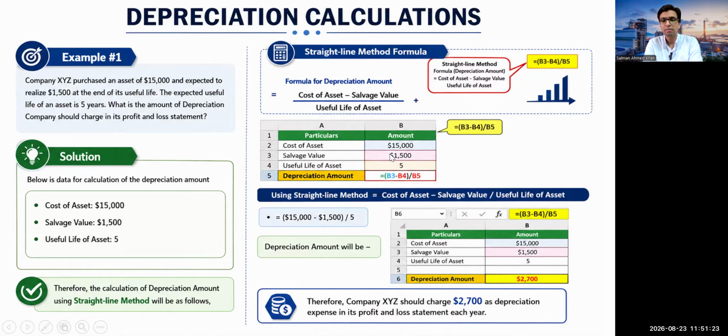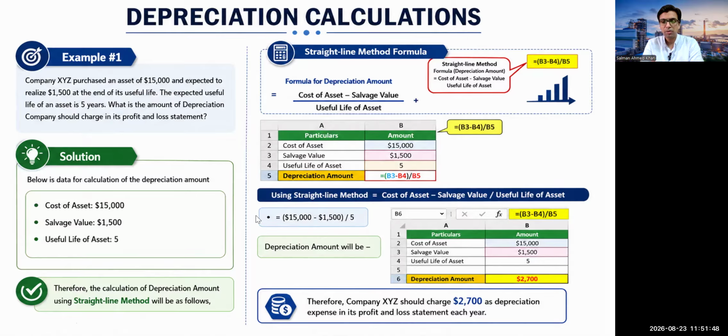Now you just subtract the salvage value from the cost of the asset and divide by 5. You will get the value of 2,700 US dollars. So it means that company XYZ should charge $2,700 as the depreciation value, to record in the profit and loss statement each year.